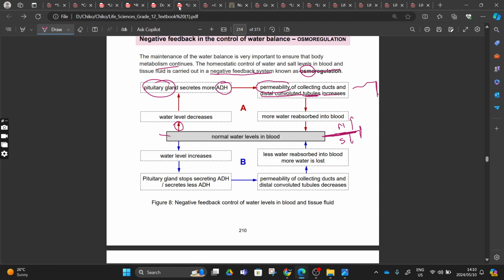Then they are going to become what? Permeable, right? In the collecting duct, the last one, and the distal tubule, the one that is going that side. So we know that when the water is less, we are going to release that ADH. After releasing that ADH, we are going to reabsorb that water back into our system, so more water is reabsorbed into the blood, right? It means that we'll inject more water.